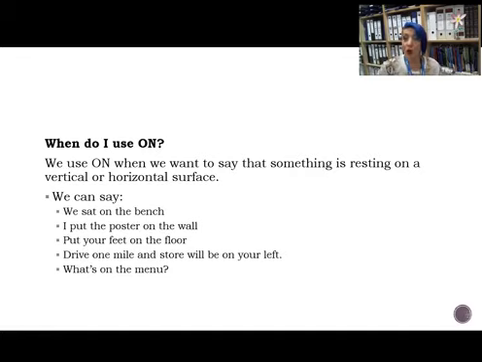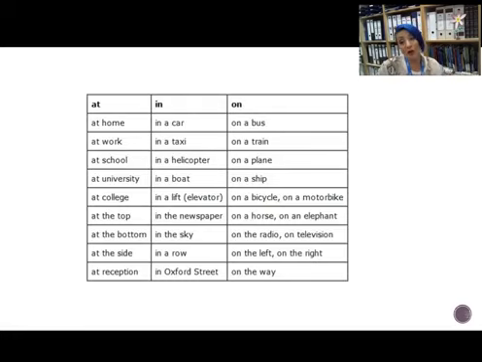Okay, good. When do I use on? Well, when we want to say something is resting on a vertical or horizontal surface, right? We sat on the bench. I put the poster on the wall. Put your feet on the floor. You see, I mean, you kind of touch it, but you're not penetrating, right? Yes? And now I wanted to share this with you because in these cases it's kind of exceptions, right?